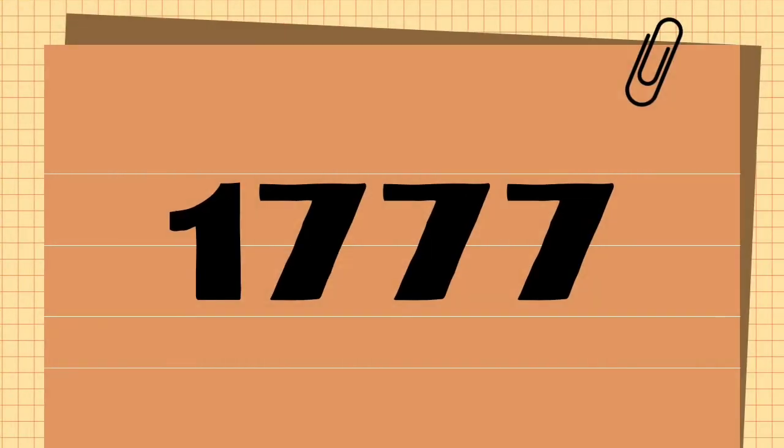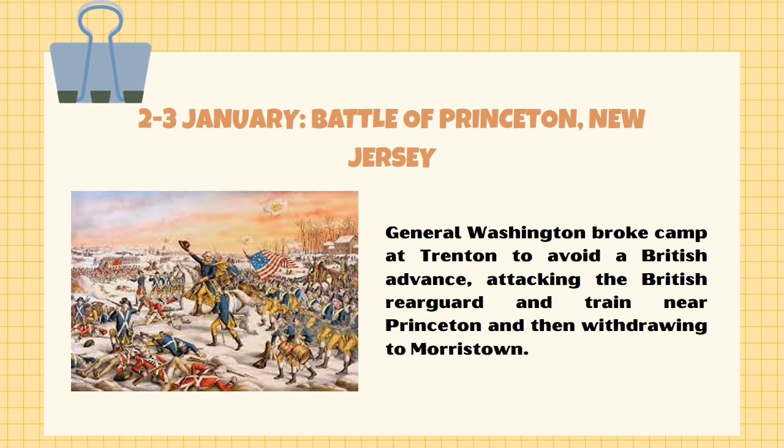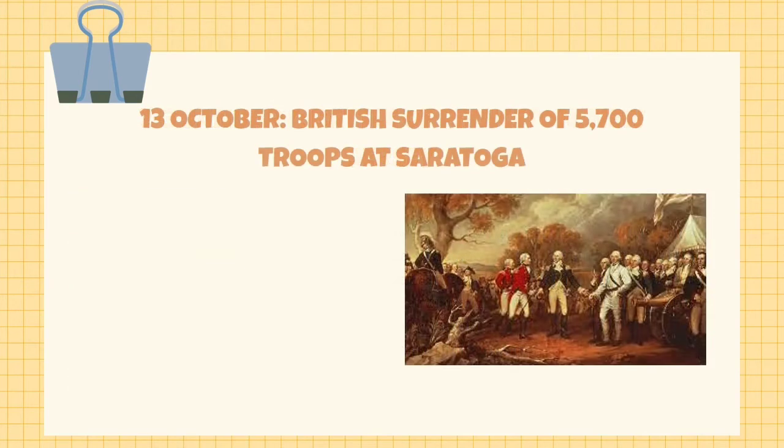Now we will move forward in the year 1777. On January 2 to 3, the Battle of Princeton in New Jersey. The American victory at the Battle of Princeton was one of the most consequential of the American Revolution. George Washington and his soldiers marched north from Trenton and attacked a British force south of the town.